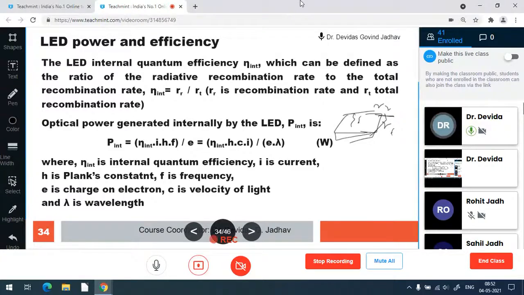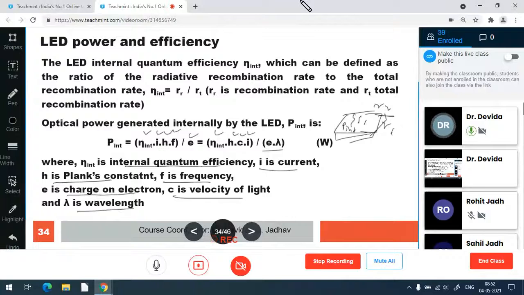So the optical photons internally generated, P internal, is given as eta internal I h f upon e, or as eta internal h c I upon e lambda. This is the formula which can be derived; we are taking it directly. Here eta internal is internal quantum efficiency, I is the current, h is Planck's constant, f is the frequency, e is the charge on the electron, c is the velocity of light, and lambda is the wavelength.